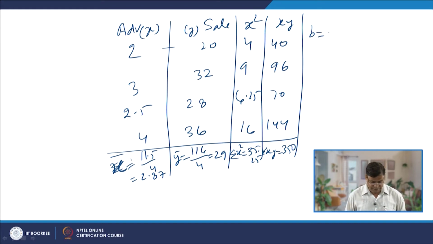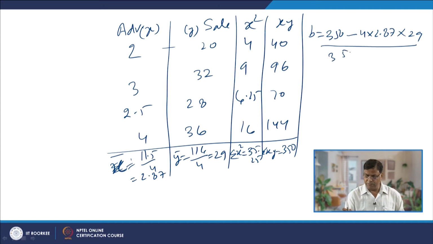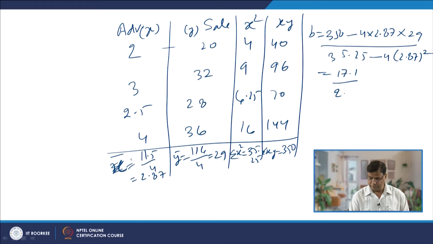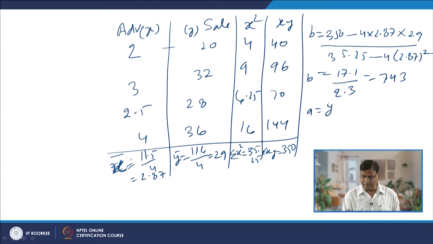So, what we get is 350 minus 4 into 2.87 into 29, divided by 35.25 minus 4 into 2.87 whole square. So, on solving, this will be giving us 17.1 divided by 2.3, and that in turn will be giving us the value of B equal to 7.43.